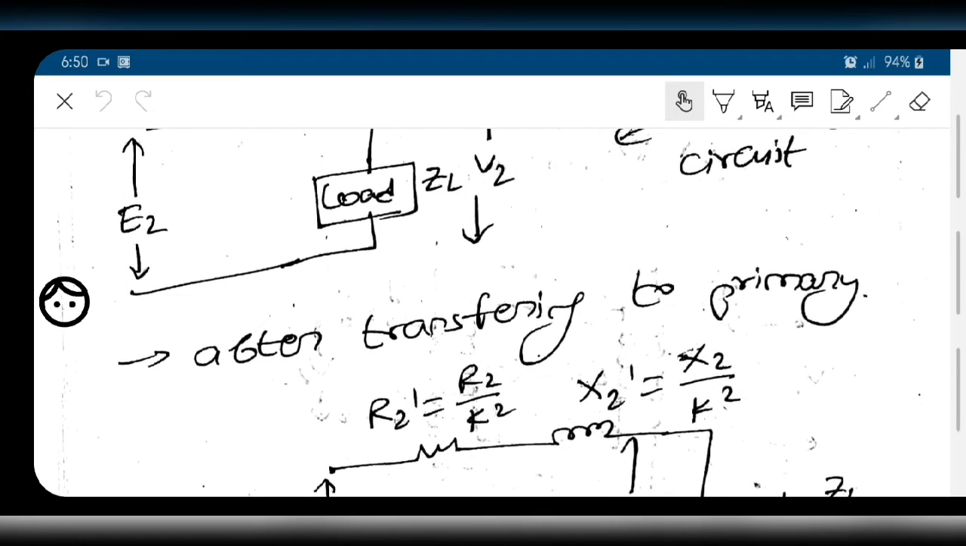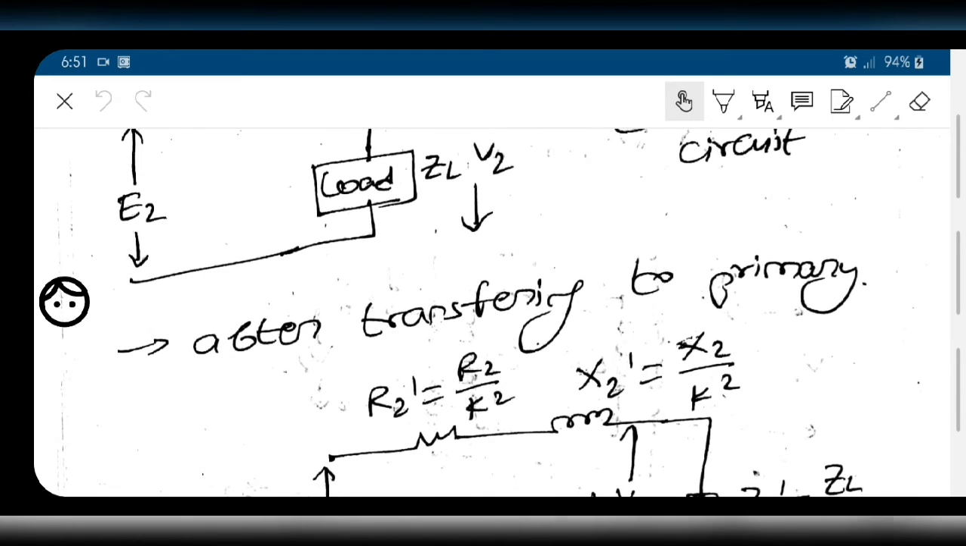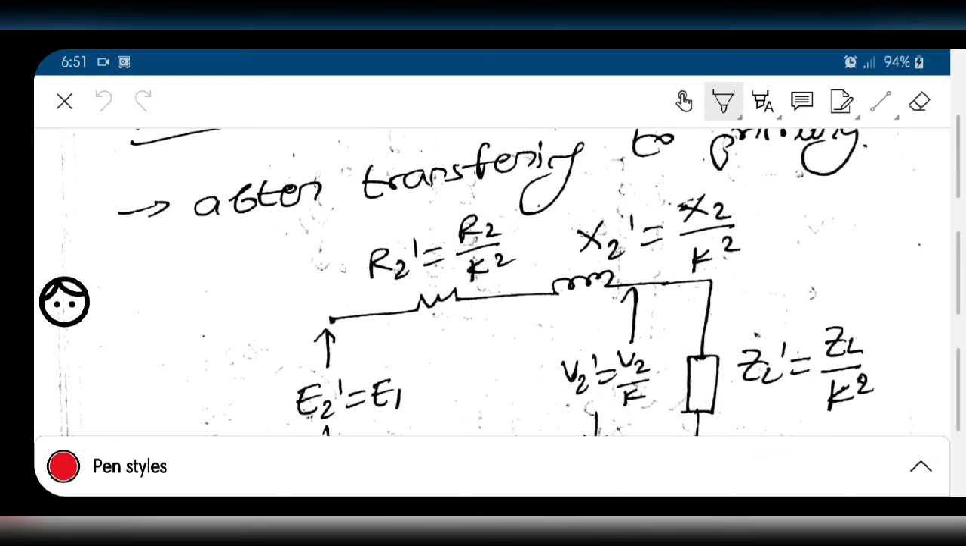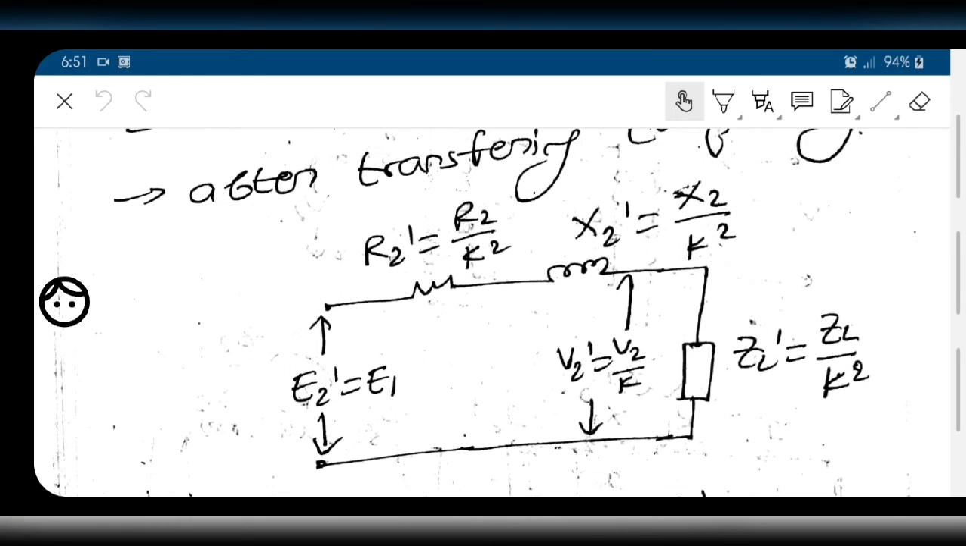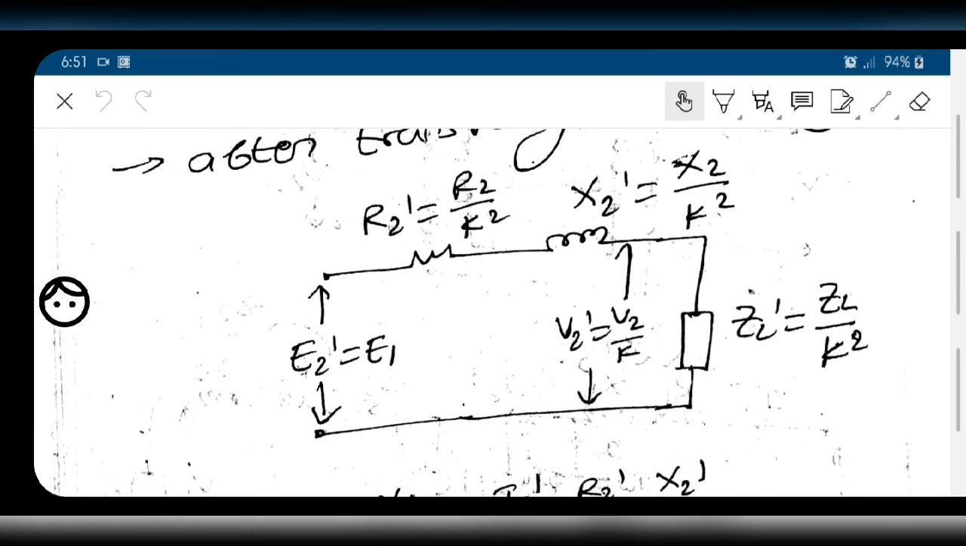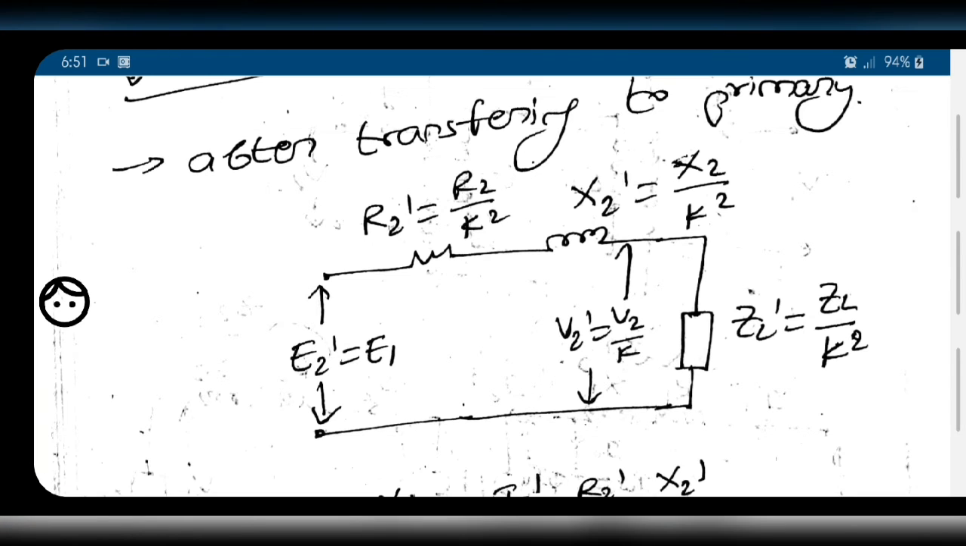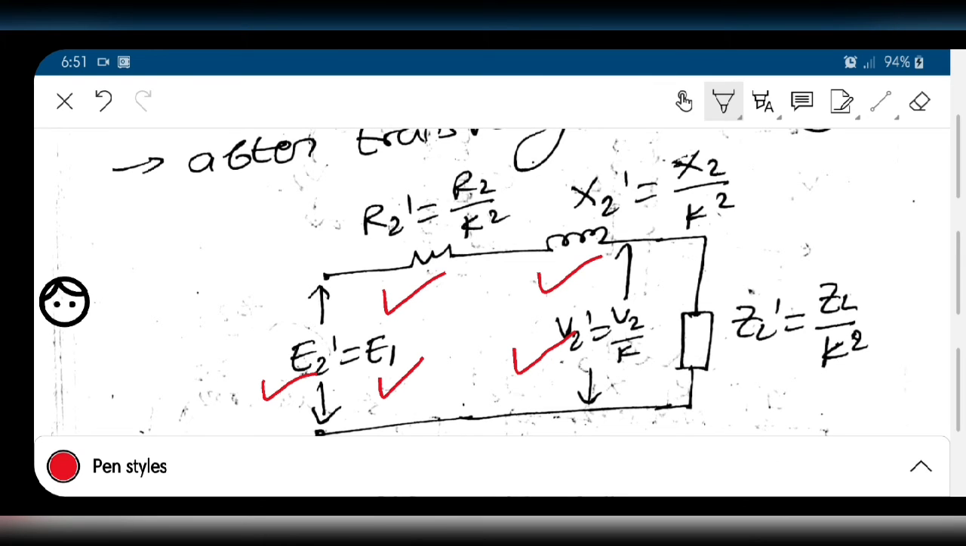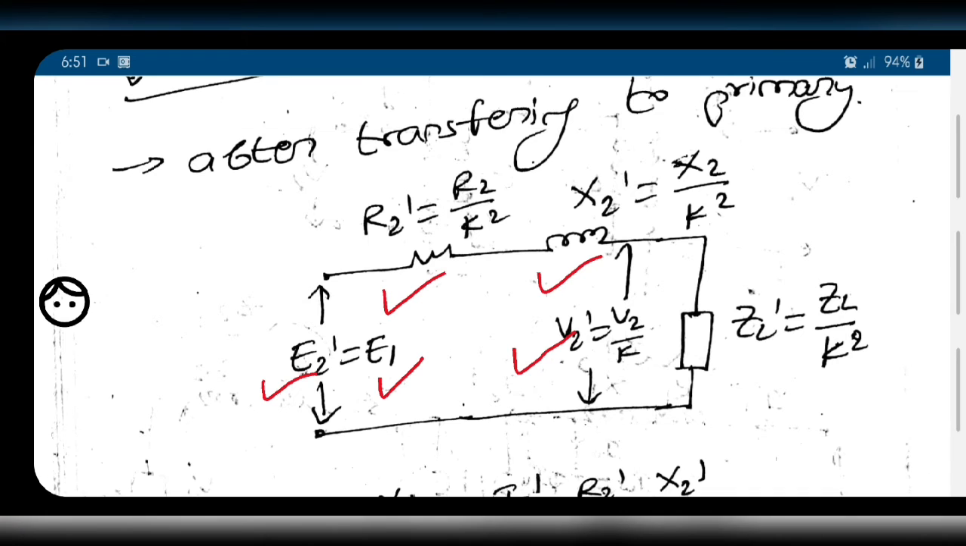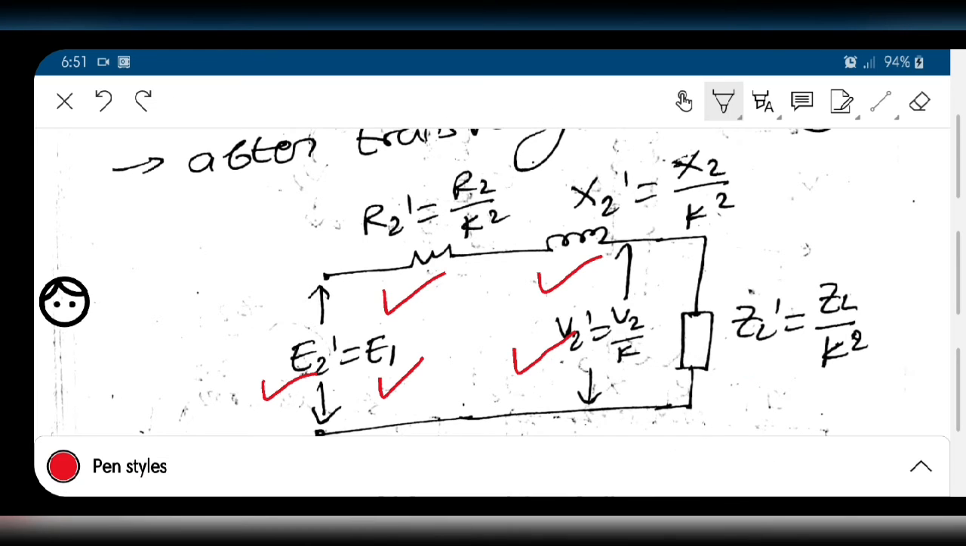After transferring secondary to primary, this is the circuit we will get. Here R2 becomes R2 dash, X2 becomes X2 dash, E2 becomes E2 dash which will be equal to E1, and V2 becomes V2 dash which will be equal to V2 by K. So you can see voltage should be divided by K when it is transferred from secondary to primary. Next, impedance ZL dash is equal to ZL by K square. So this is the secondary circuit after transferring to primary.